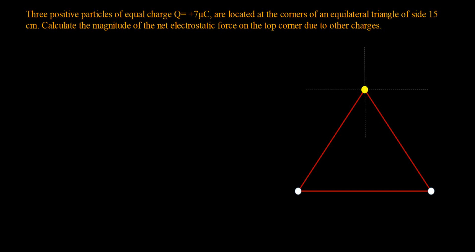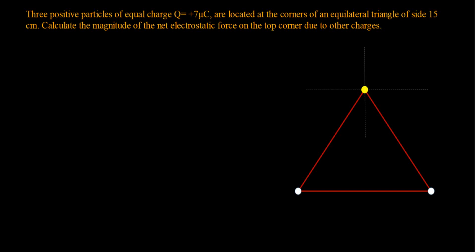Okay, here we go with another question related to the electrostatic forces generated between charges. In this question, you have three positive particles of equal charge, positive 7 microcoulomb, located at the corners of an equilateral triangle of side 15 centimeter. Calculate the magnitude of the net electrostatic force on the top corner due to the other charges.